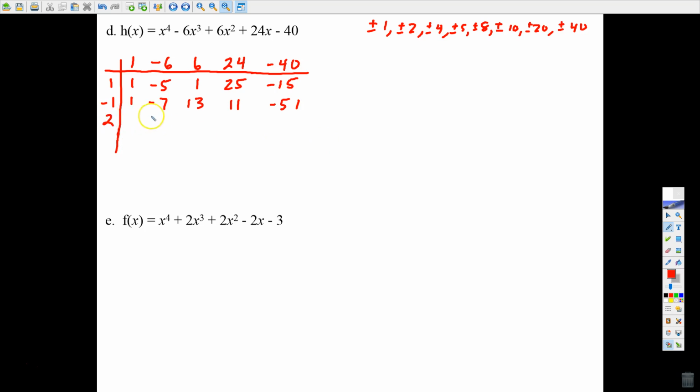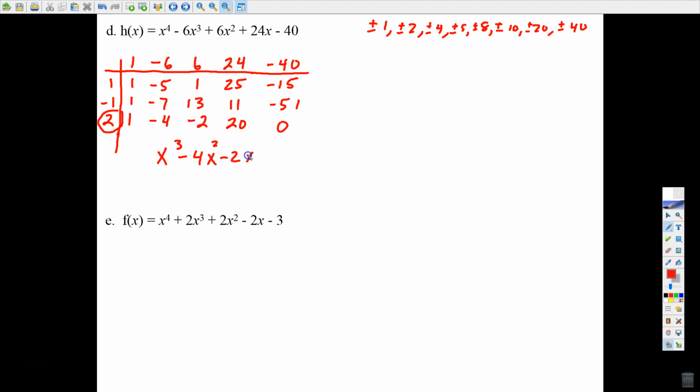All right, let's try 2. Bring down the 1. 2 plus negative 6 is negative 4. Negative 8 plus 6 is negative 2. Negative 4 plus 24 is 20. 40 plus negative 40 is 0. So we found our first 0 of this function. Okay, now we got to find 3 more. So this, we started off dividing into a quartic, and so we should have a cubic polynomial that remains.